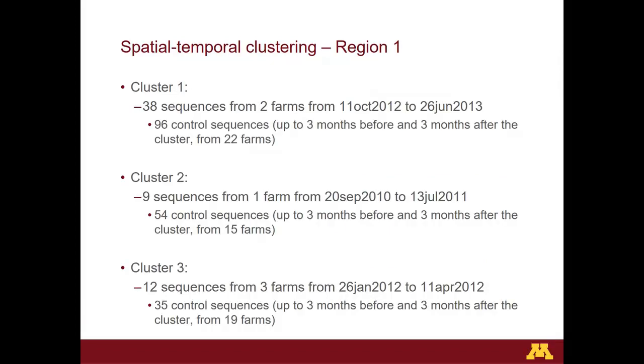And I'm showing here some preliminary results because we are still analyzing this. But for one of the regions, we found 3 clusters so far. And here you can see the number of sequences, farms, and the period that the space-time cluster occurred. So for each cluster, we consider all of the sequences that were not in the cluster for that region, so that were outside the cluster, plus or minus 3 months from the cluster date as control. So just so we can compare the sequences inside the space-time clusters to something else.